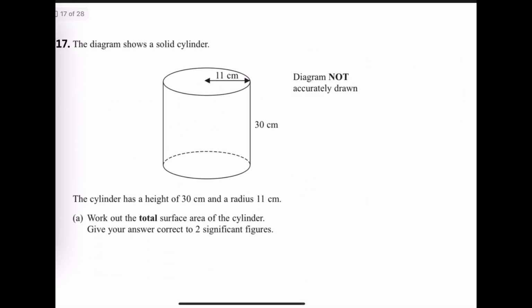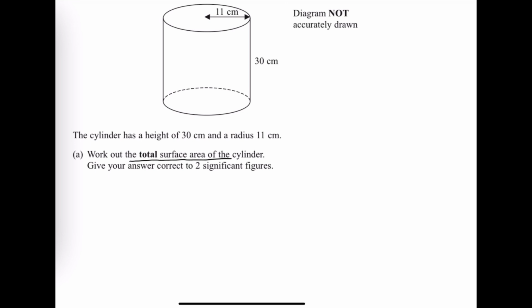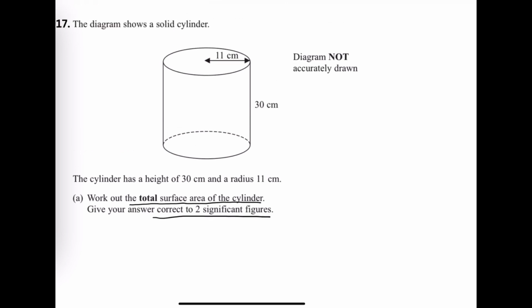Okay, so question 17, the diagram shows a solid cylinder. The cylinder has a height of 30 centimeters and a radius of 11 centimeters. Work out the total surface area of the cylinder and give your answer correct to 2 significant figures.